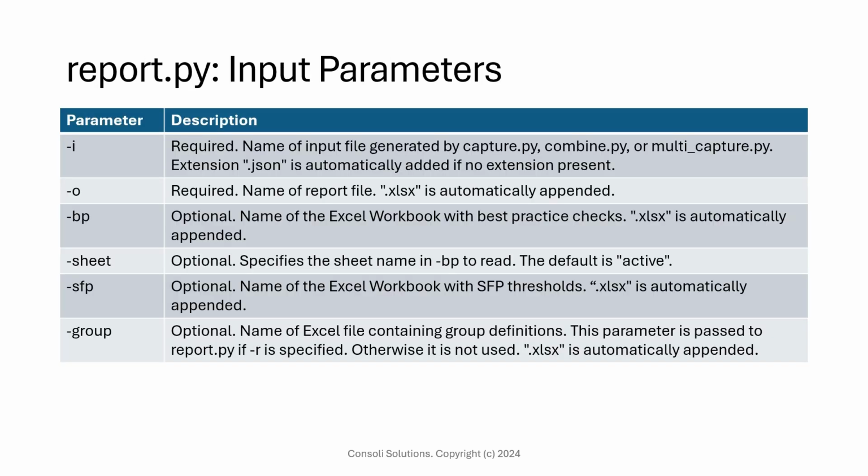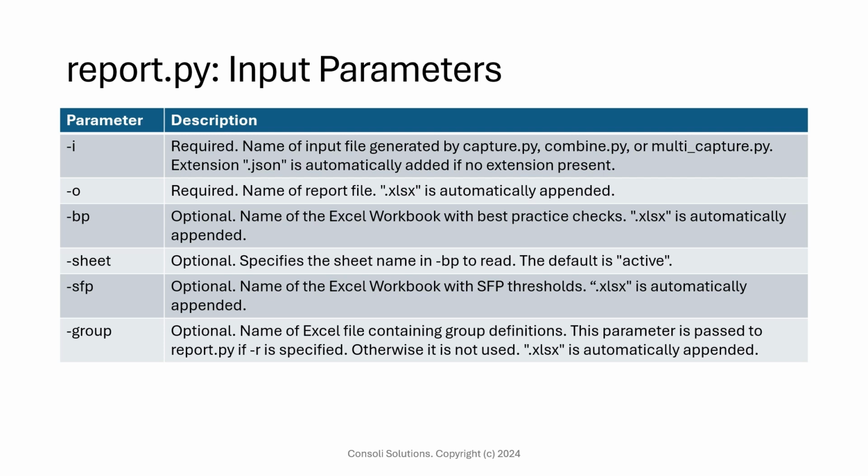I'm changing gears now to the report script. -I, -O, those should be pretty straightforward. The -B option is a name of a workbook used to define best practices. Alerts are generated for these violations. -sheet is the name of the worksheet in the workbook to use. If you're just getting started, try using standard rules with the sample best practice workbook and the Brocade REST API applications.